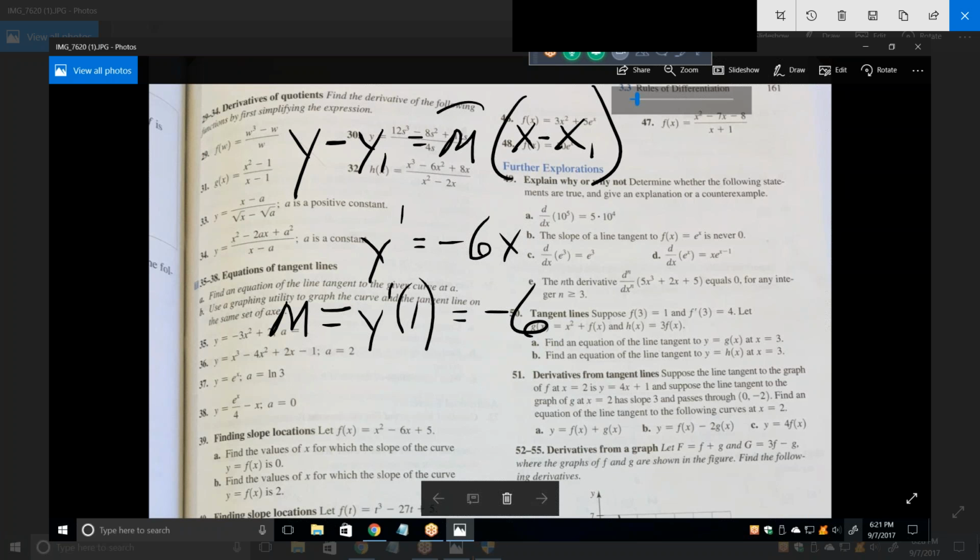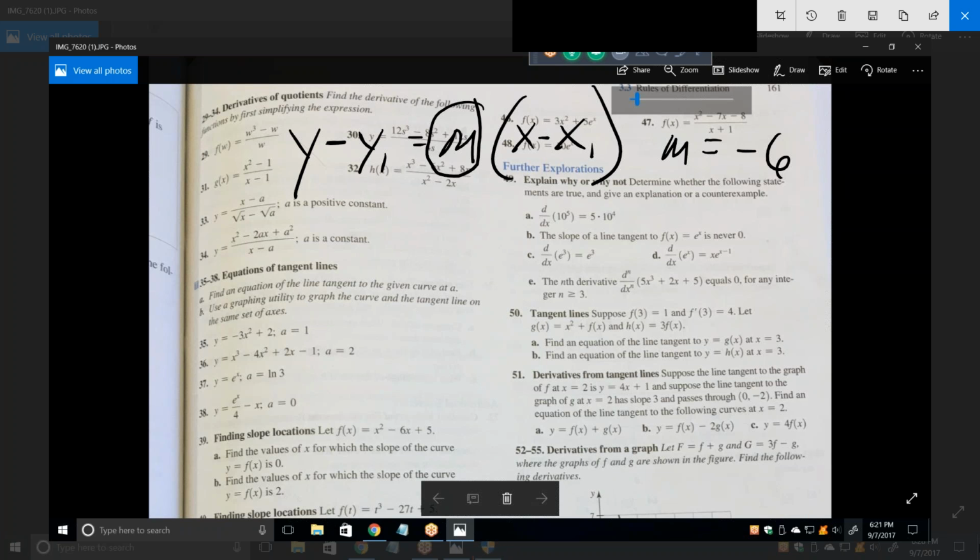And now I have this part of the equation. So m equals negative 6. Now, let me erase some of this. Now fill in the rest. Okay, so m equals negative 6. Hold on. You got to start from left to right. Okay, I'll go with you here. Here, let's do it this way.